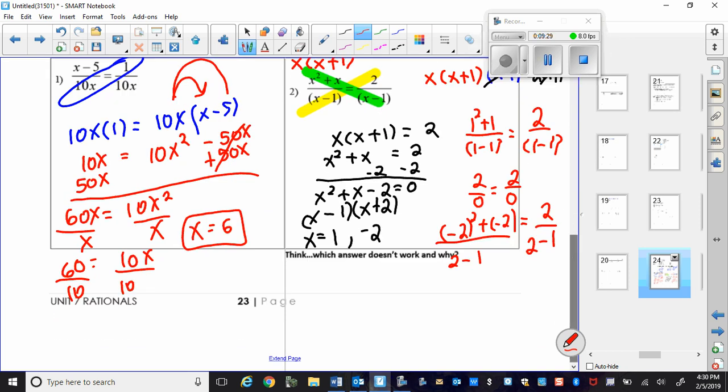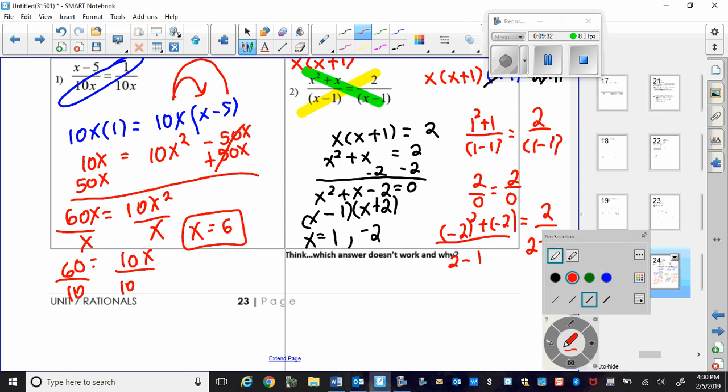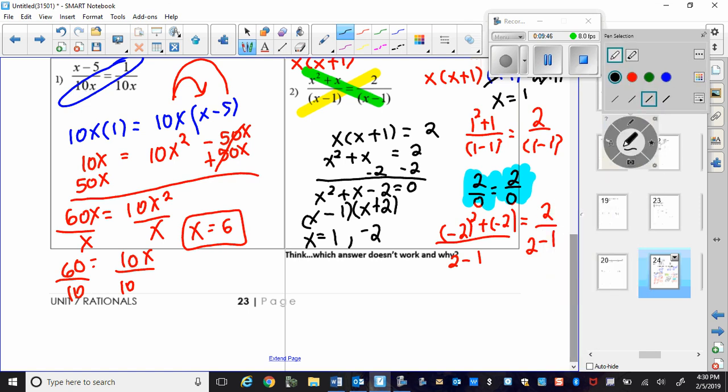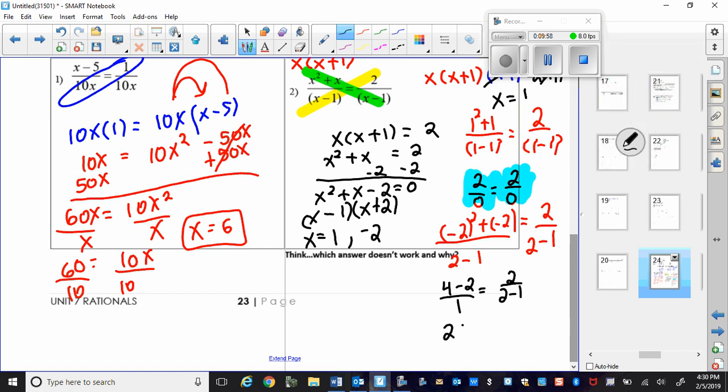So we're going to look at the difference between the check before, this check when x equals 1, and what's going on here. Let me finish. So I have 4 minus 2 over 1 equals 2 divided by 2 minus 1, right? So that's 2 equals 2. Okay? So this is true. So both of these are true.